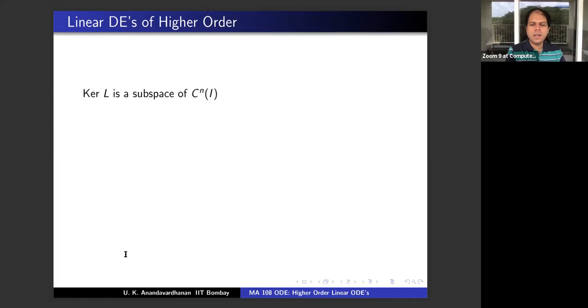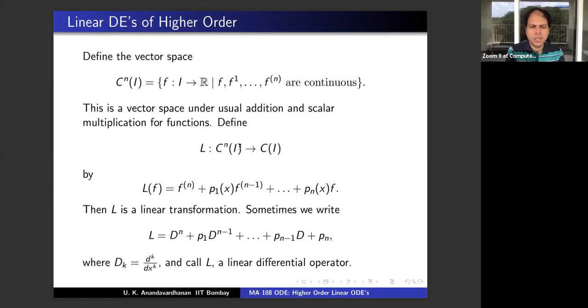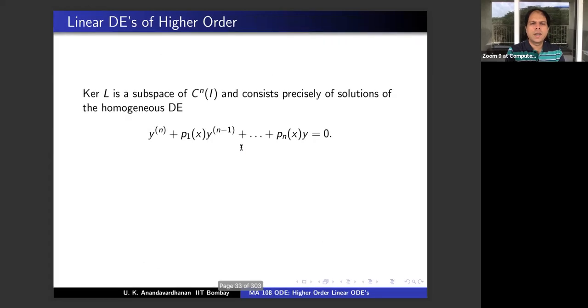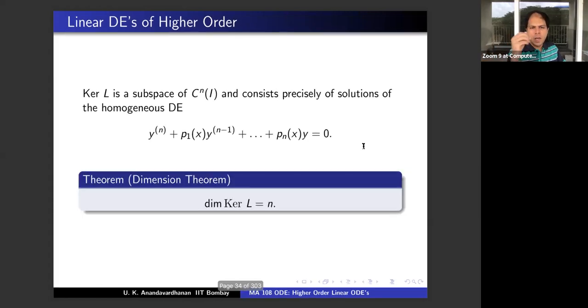And kernel of L is a subspace of the left-hand side, the domain, and it consists precisely of solutions of the homogeneous differential equations. This is your operator, and the kernel is those y such that L of y is 0, which is exactly this. So solutions of the homogeneous differential equation form a vector space. The kernel of L is the null space of L, or we may say the solution space of this differential equation. And the dimension theorem is: the dimension of the kernel of L is n. If we assume the existence uniqueness theorem, we can give a proof for this.